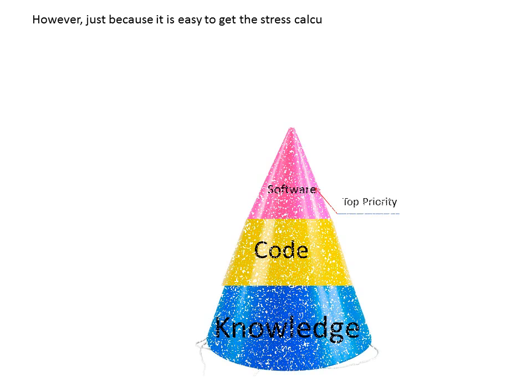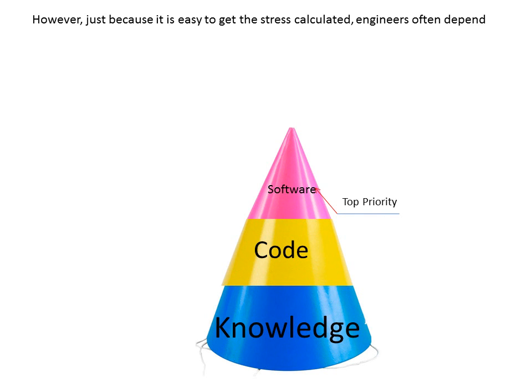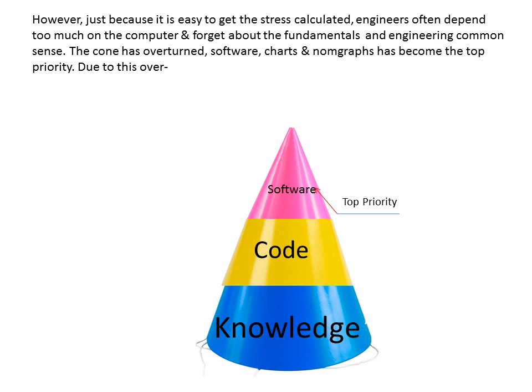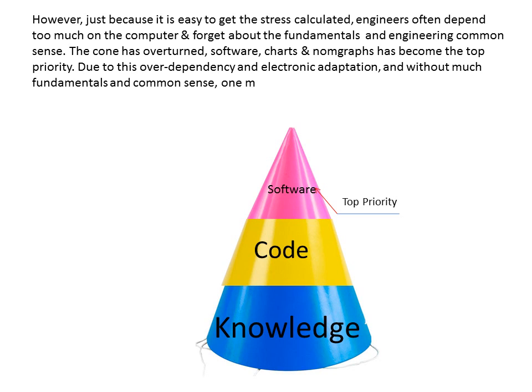However, just because it is easy to get the stress calculated, engineers often depend too much on the computer and forget about the fundamentals and engineering common sense. The cone got overturned. Software, charts, and nomographs have become the top priority. Due to this overdependency, and without much fundamentals and common sense, one may not even be aware of the unreasonable results produced by the computer.